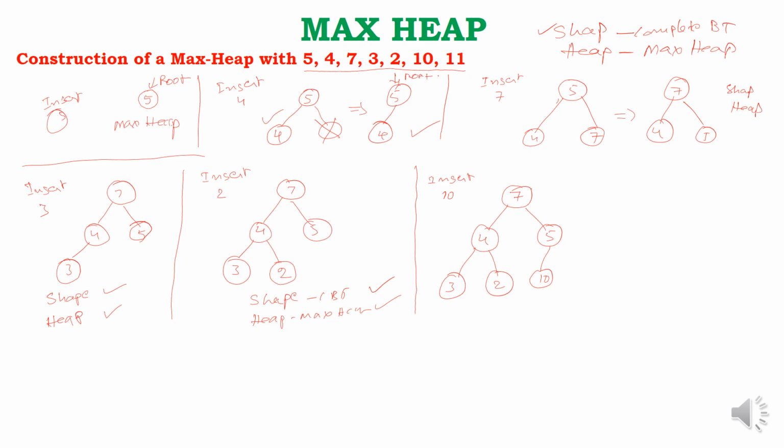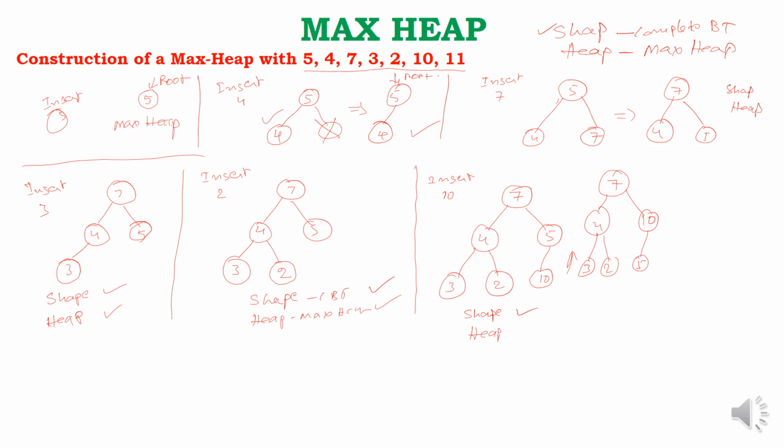Is it following the shape property? Shape: yes, it is a complete binary tree. Heap property: heap should be a max heap. Is it a max heap? 7 is greater than its children, but 5 is not greater than 10. So interchange. So 7, 4, here 10, 3, 2, 5. 10 and 5 are interchanged.